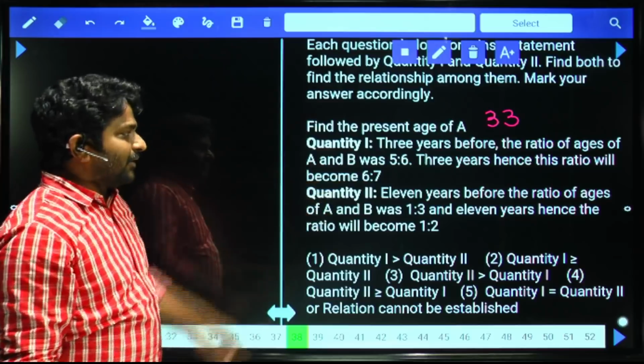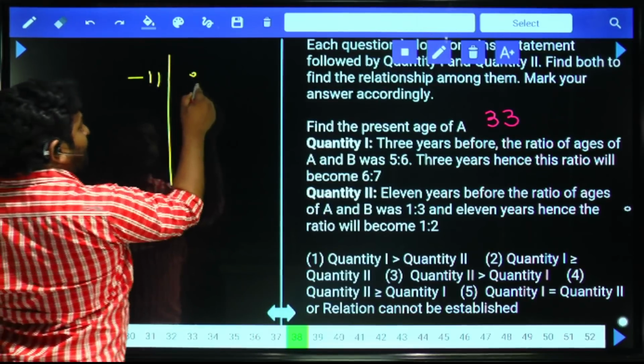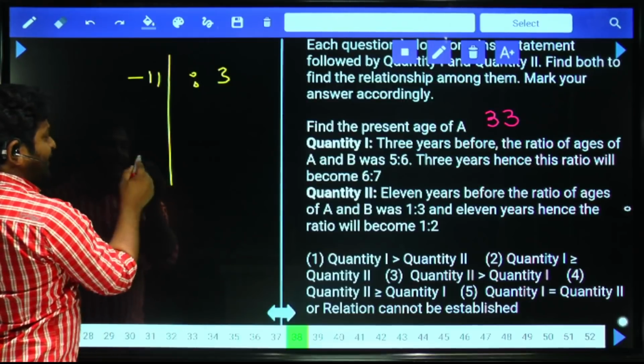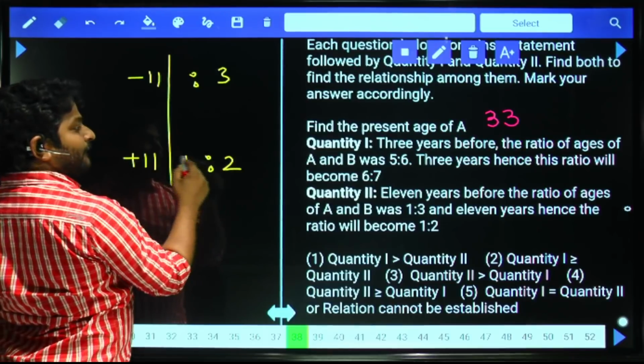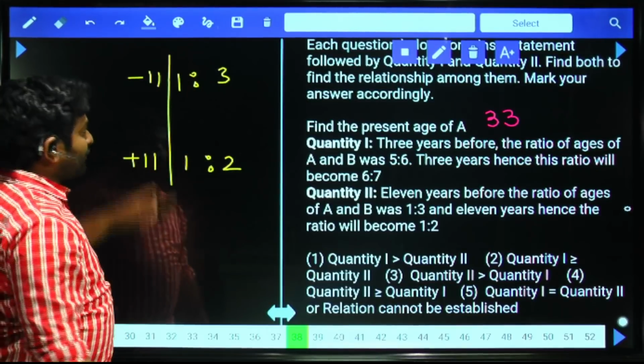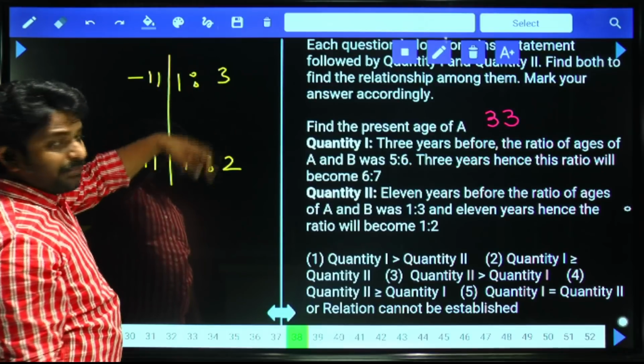11 years before, their ages were in the ratio 1:3, and then after 11 years, it becomes 1:2. Now, for A, there is no difference in number of parts. For B, we have one part difference.